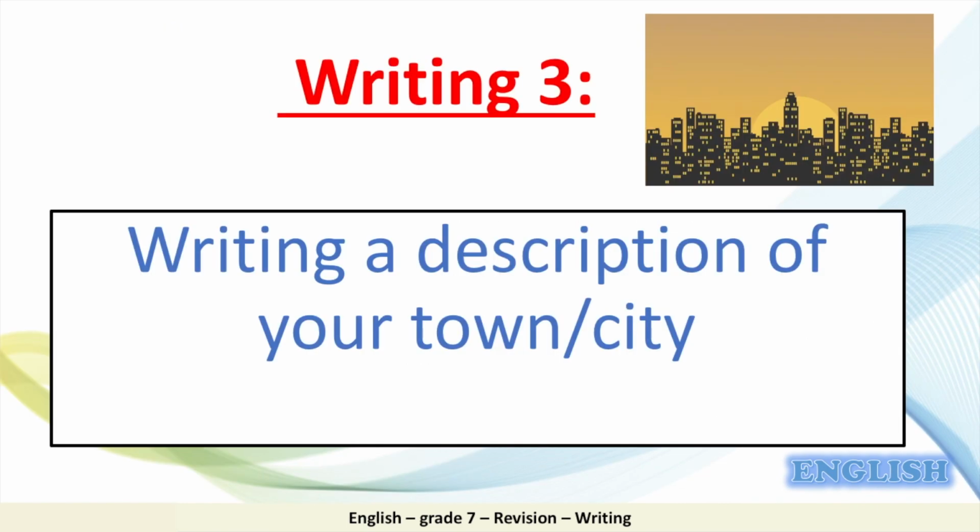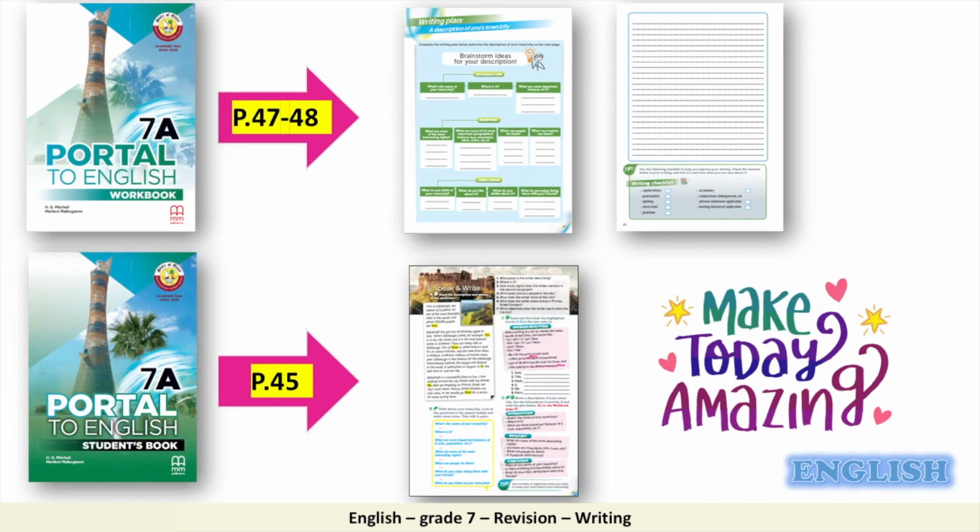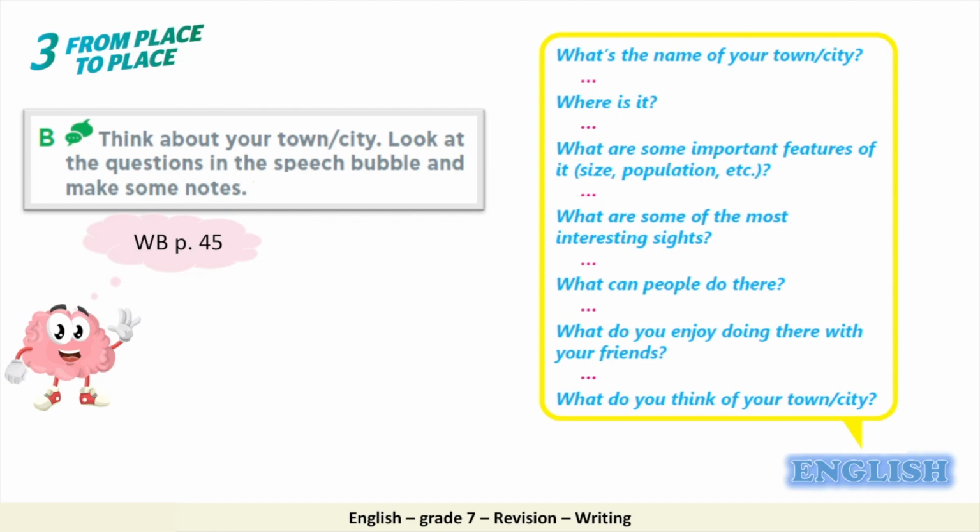Now let's move on to the writing topic in Unit 3, which is writing a description of your town or city. Open your workbook, page 47 and 48, and your student book, page 45. Do you remember what to include in this writing topic? Exactly. You need to answer the following questions and include the answers in your writing. Practice the speaking task again with a family member or your friend to brainstorm ideas.